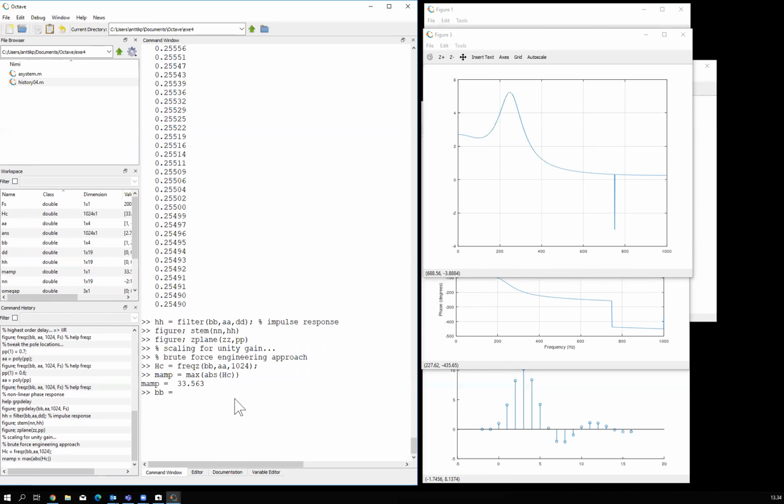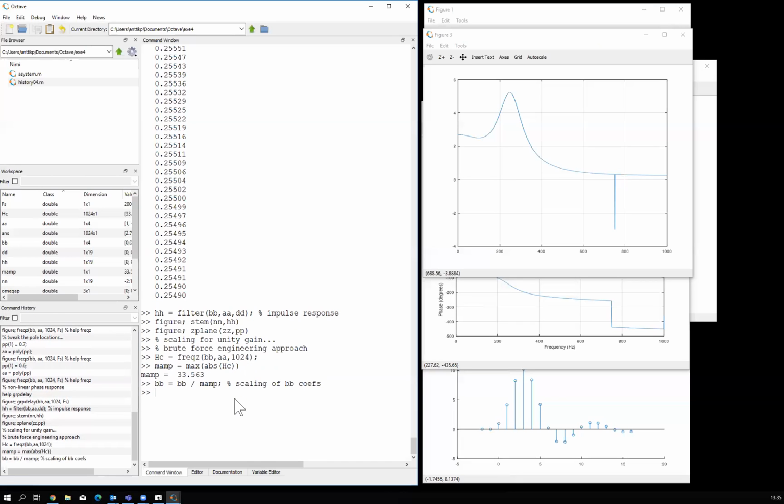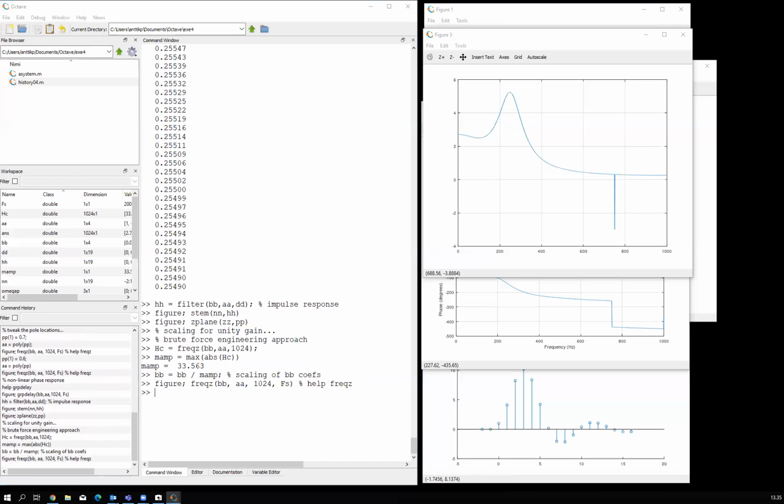And we can actually rescale for unity gain. Well, we just implement a gain block before the system, which reverses the system gain. So this is the scaling of the BB coefs. And after that, frequency response.